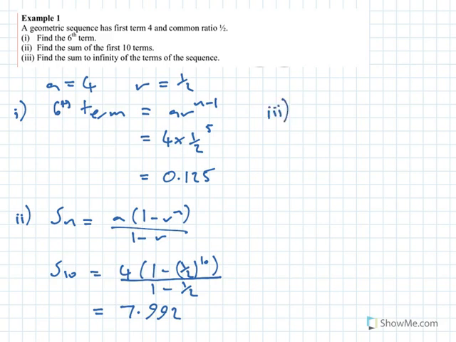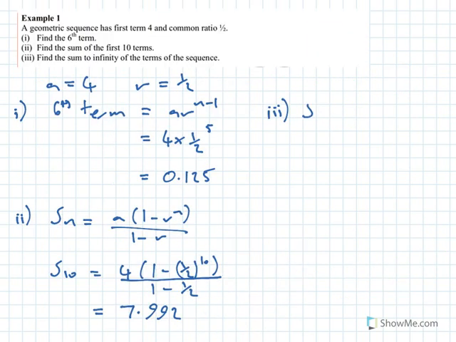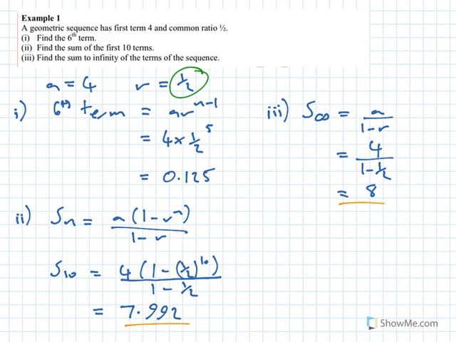Okay, part 3 says find the sum to infinity, so we need to use our formula, a over 1 minus r. We know it's convergent because r is half, which is less than 1. So that means we can say that it's going to be 4 over 1 minus a half, which is equal to 8. At this point it's really useful to compare these two numbers.